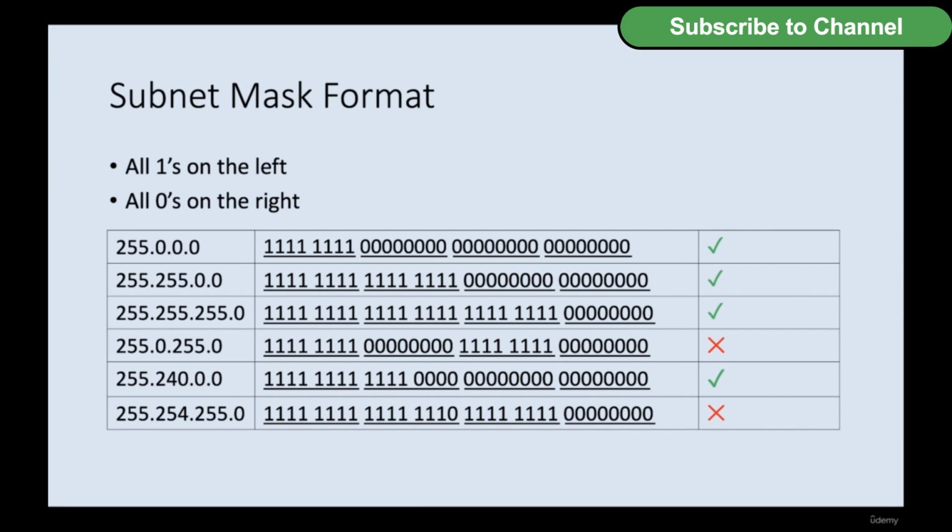Then in the fifth example, all ones are on the left hand side and zeros are on the right hand side. So it is a correct example. The last example is an incorrect case. All ones are not on the left hand side. Rather, this zero has appeared in between. So it is an incorrect subnet mask.